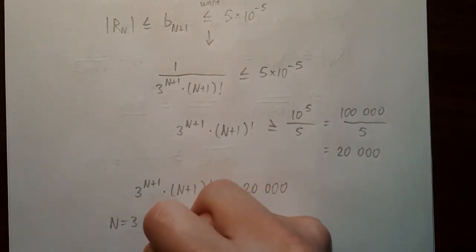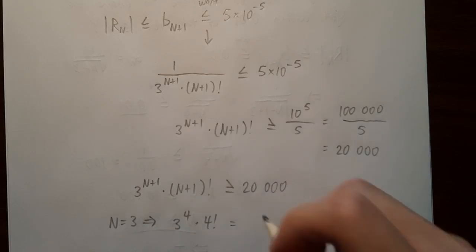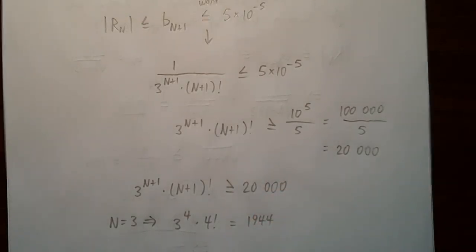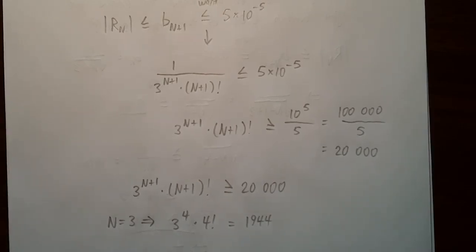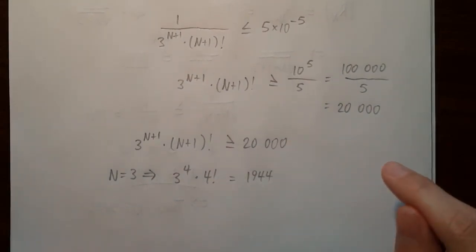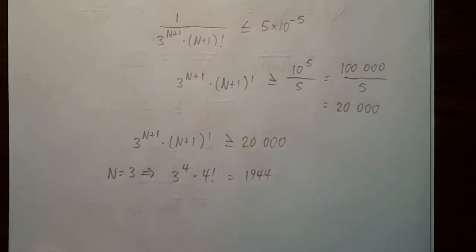If I do n equals 3, then I'm going to get 3 to the power 4 times 4 factorial. And I think if you work that out, what that winds up being is 1944. Not the best year, but we'll take it. All right, so n equals 3 is 1944. Well, that's not greater than 20,000. We need to find n such that we make this inequality true. So n equals 3 is certainly not the answer.